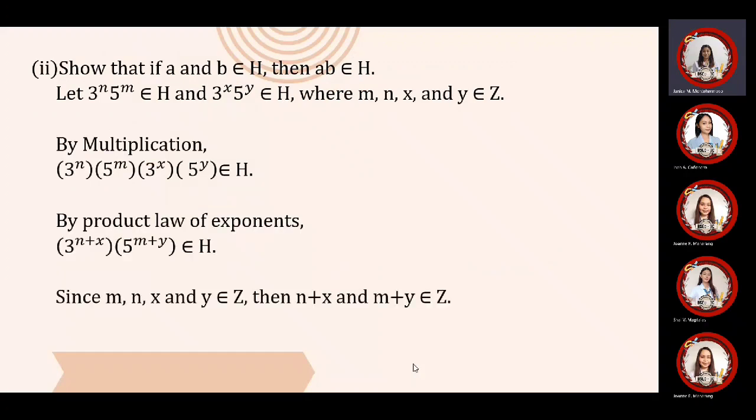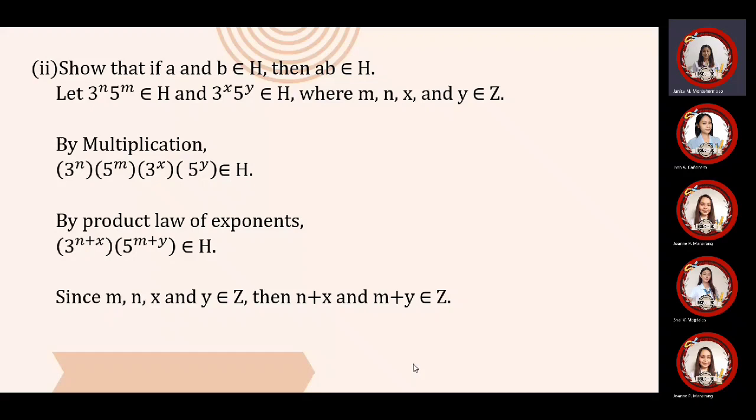Show that if A and B are elements of H, then AB is an element of H. So let 3 raised to n, 5 raised to m be an element of H, and 3 raised to x, 5 raised to y be an element of H, where m, n, x, and y are elements of Z. By multiplication, 3 raised to n times 5 raised to m times 3 raised to x times 5 raised to y is an element of H. By the product law of exponents, we have 3 raised to n plus x times 5 raised to m plus y is an element of H.